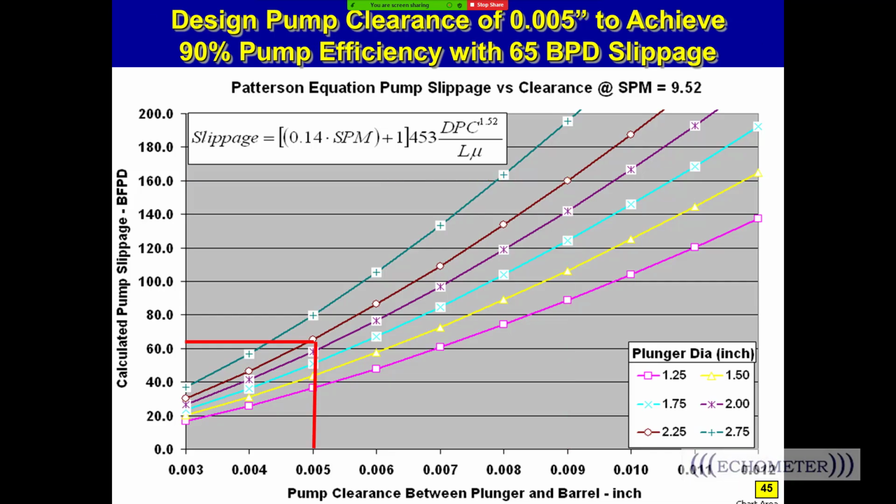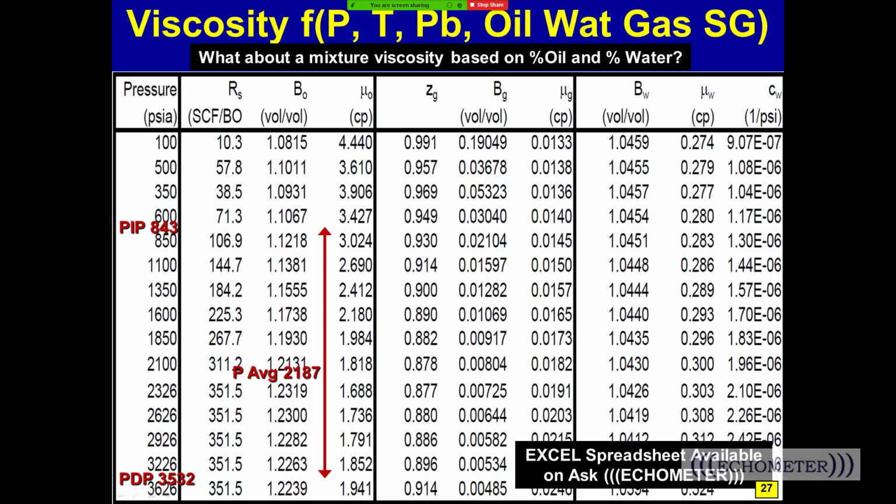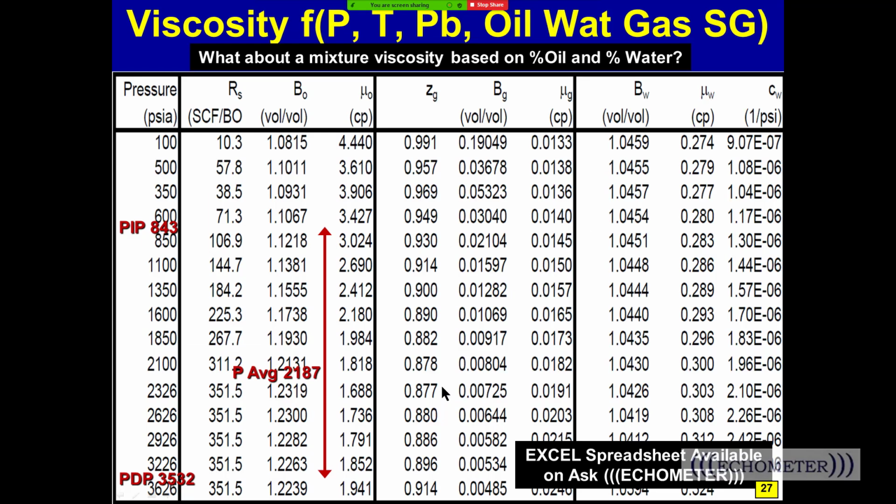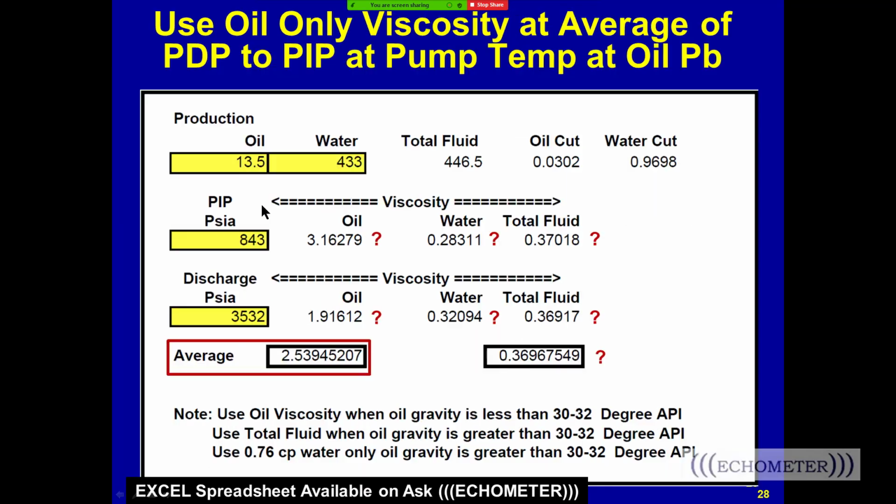So this is a table in the spreadsheet, and the spreadsheet that we provide has this table calculated based on what you input. You type in the oil and the water production rates, the oil and the water gravity, the bubble point pressure, and then the temperature. The temperature is the temperature at the pump, because this is the downhole temperature viscosity calculation.